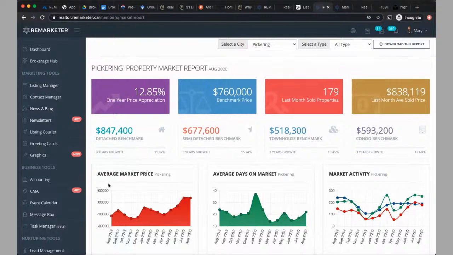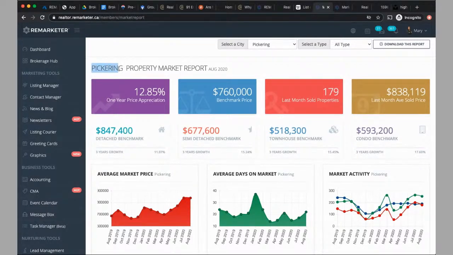Now, when we're looking at the average market price for the area and the fluctuations, I gave you the reason why you should be cautious looking at this graph. However, this is a typical graph that is usually available for analysis of the market. That's why we have it available for you as well. So you can compare the average price in August 2020 with August 2019.